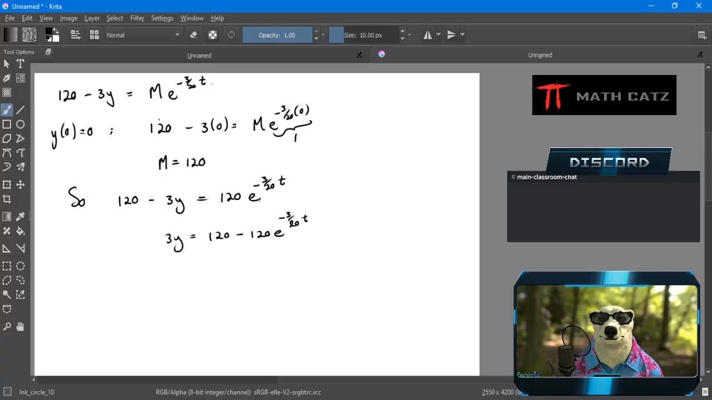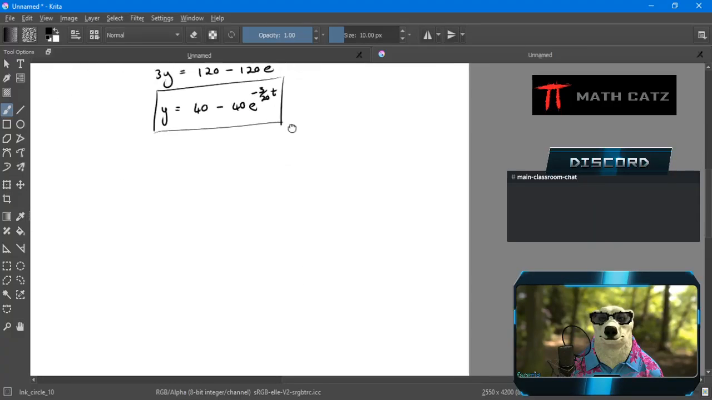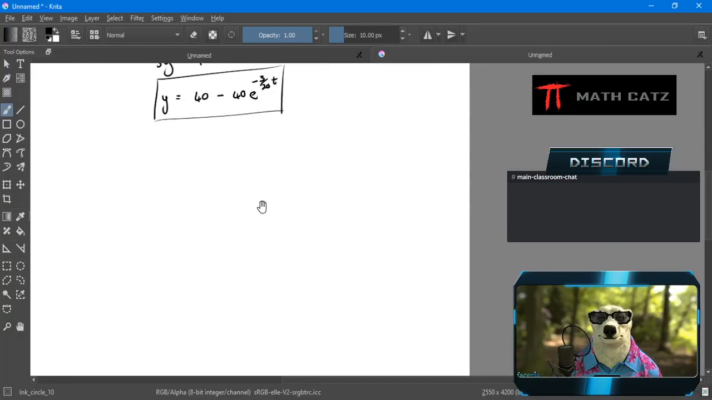This guy goes to the other side, that guy goes over, and dividing throughout by 3, y will be 40 minus 40e to the -3 over 20t. Now I'm not going to factor out the 40 because it's not always going to be the same number. We have our function right there.